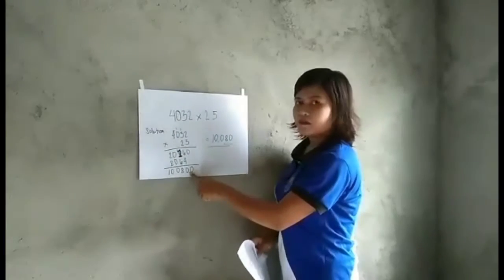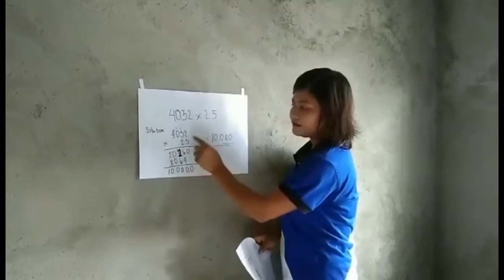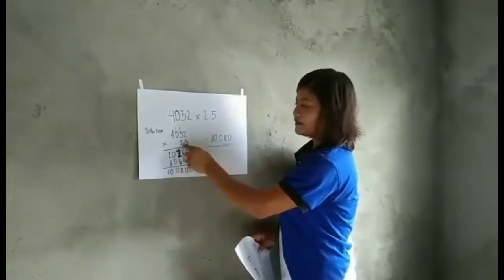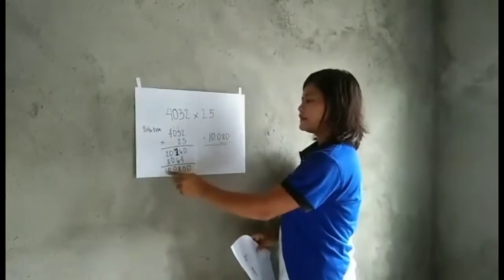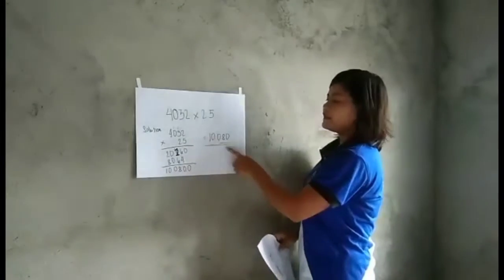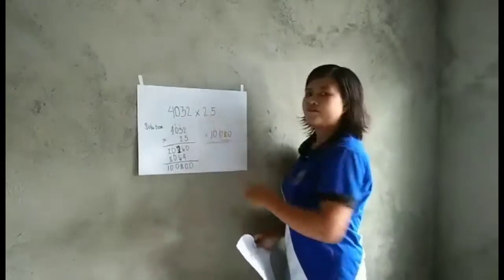Ngayon, bakit may decimal point? Kasi meron tayong decimal point dito. Magbibilang lang tayo kung ilan yung decimal point na nandito. So, isa. Kaya, dito siya. So, ang sagot is 10,080. Yan. 10,080 ang sagot sa 4,032 times 2.5.